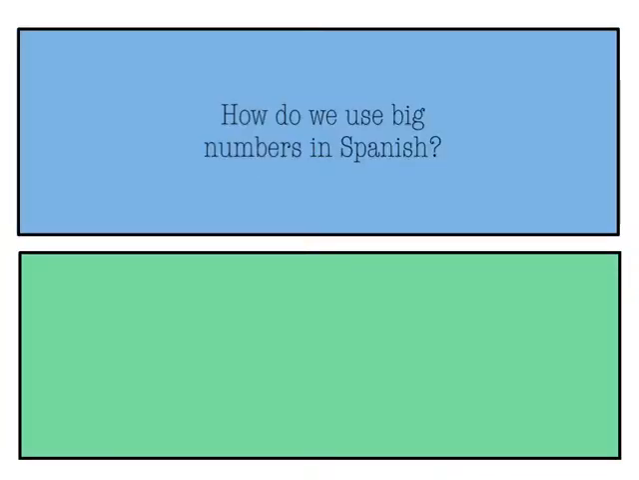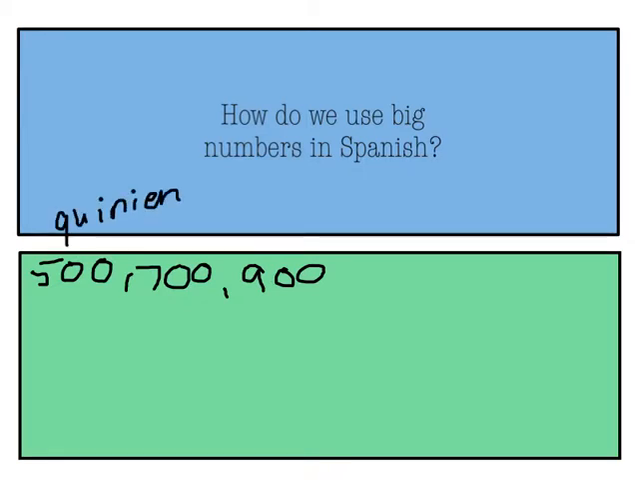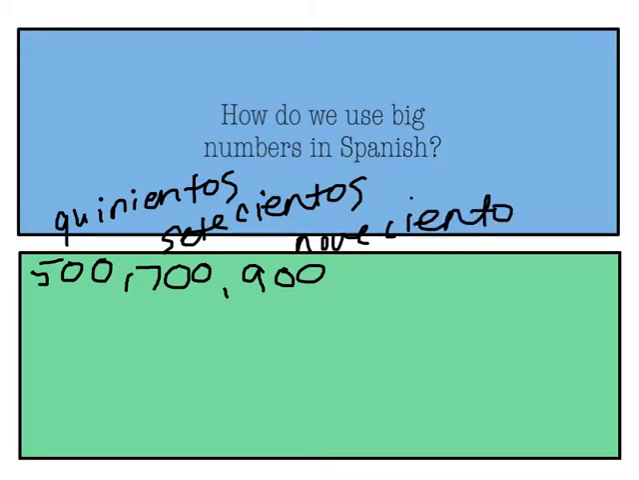Alrighty, so as we finish up today, we ask how do we use big numbers in Spanish. I'm going to ask you to go ahead and write down any numbers that you might need help remembering. I'm especially going to point out 500, 700, and 900 because they're a little bit different than what we would expect. Remember, we have 500, 700, and 900. Other than that, I'll leave it up to you which ones you might need help with as you look back at these notes.